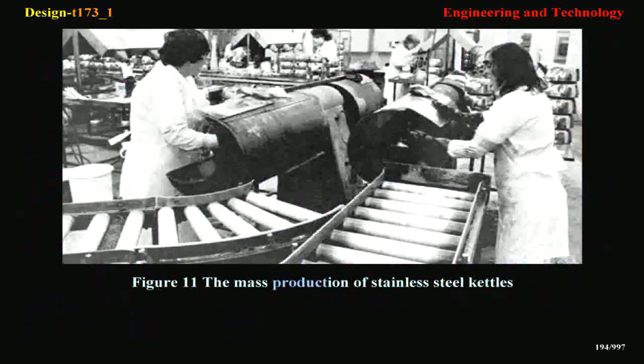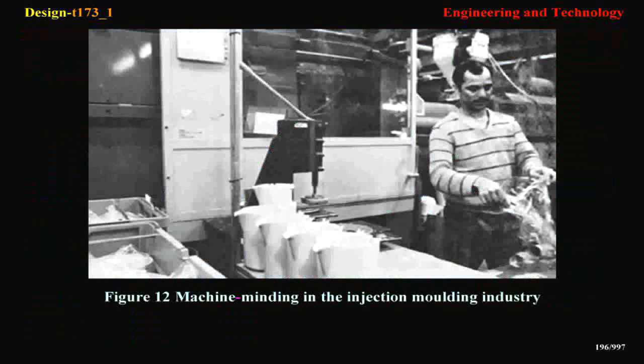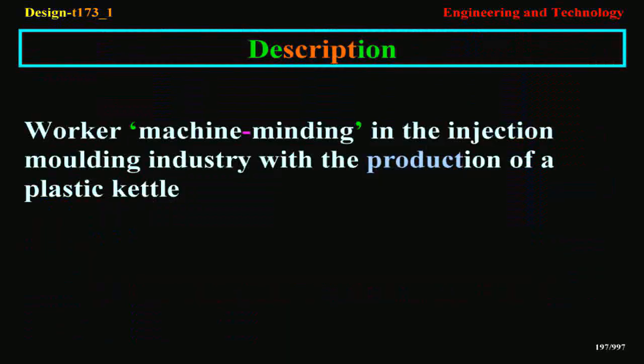Figure 11. The mass production of stainless steel kettles. Description: the production line at Russell Hobbs, showing the stages in production of a stainless steel kettle. Figure 12. Machine minding in the injection molding industry. Description: worker machine minding in the injection molding industry with the production of a plastic kettle.